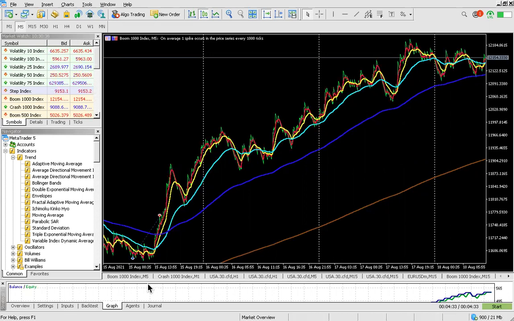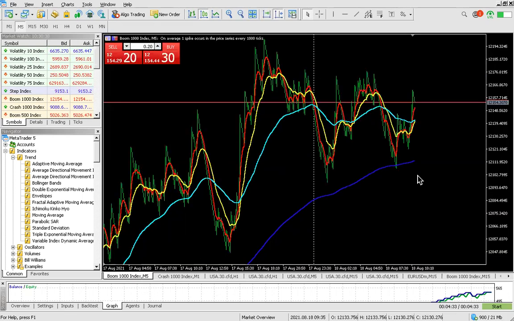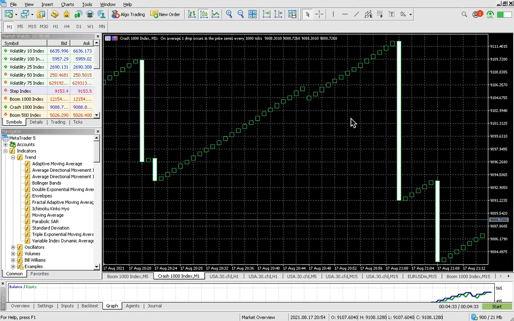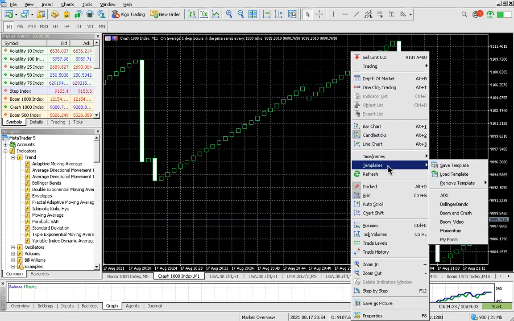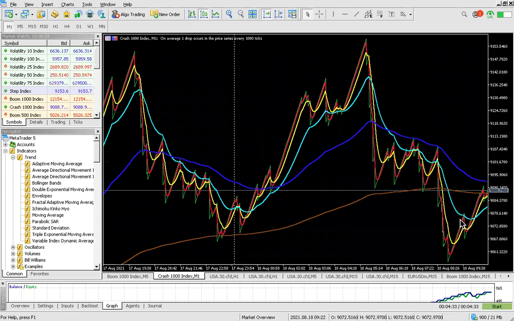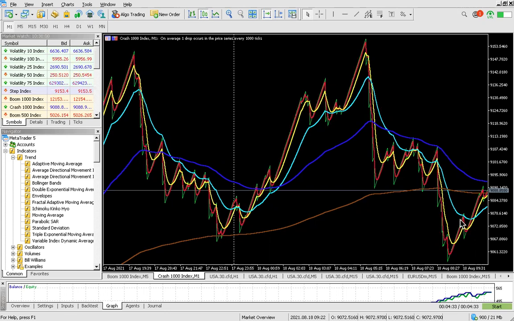So when you want to reload your template, you go to a chart that does not actually have the template, right click on the chart, go to templates, click on boom video, and voila, this is the template.